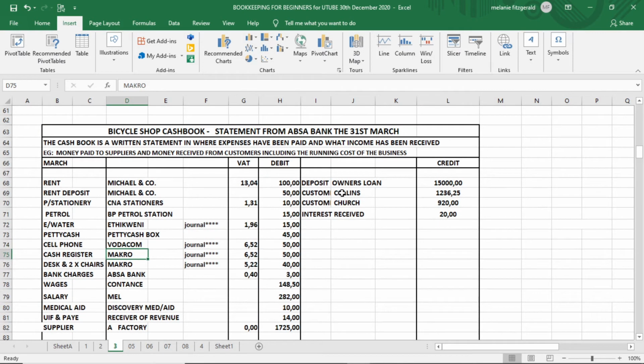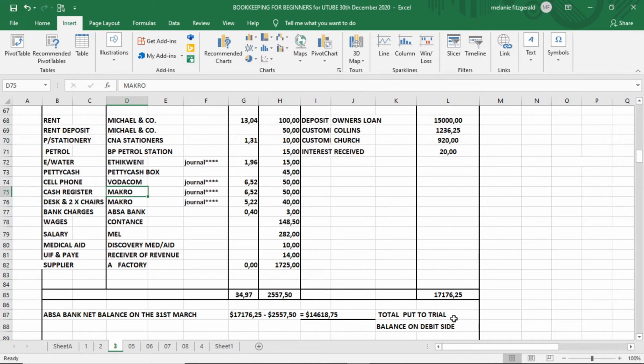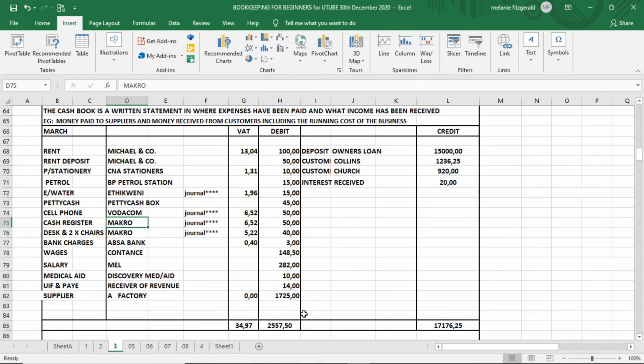Now on the credit side comes the owner's loan, that capital that the owner put in. Okay, $15,000. And Mr. Collins and Mr. Church then also paid us for the invoices we sent to them for the goods they bought from us. We put their amounts in there and the interest received. Then we total up the credit side. We get $17,176.25. And we total up the debit side.